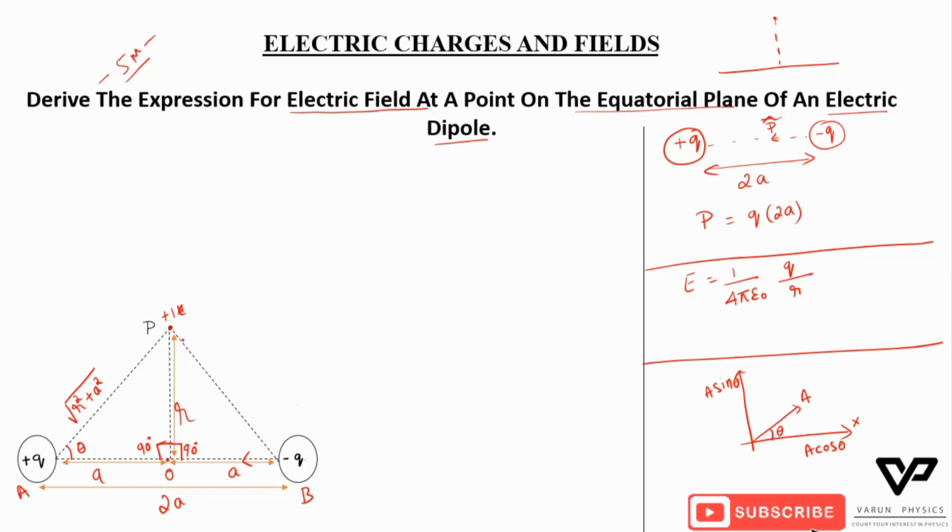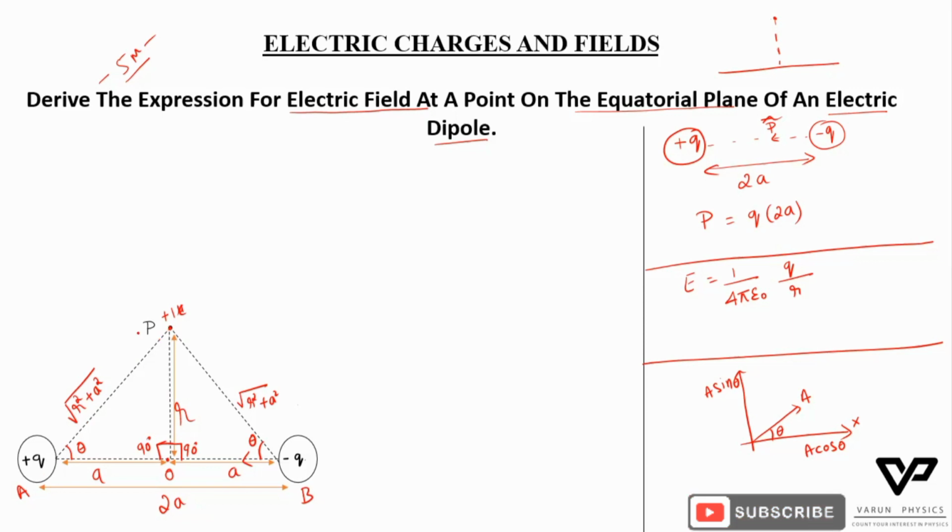Therefore, the side of this also has the same value, that is under root of r square plus a square. Therefore, this makes an angle theta. Since I have placed a test charge of plus 1 coulomb at a point P, here we are supposed to calculate the direction of the field. How to calculate the direction of the field?